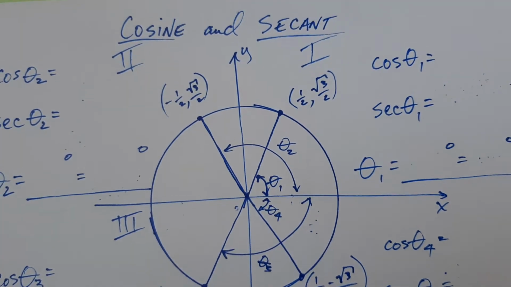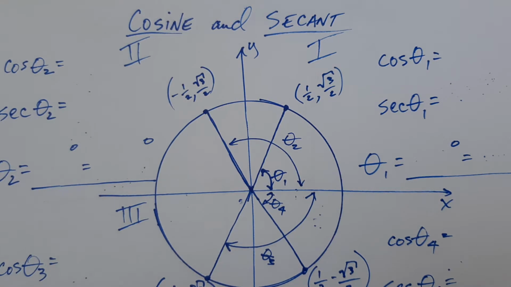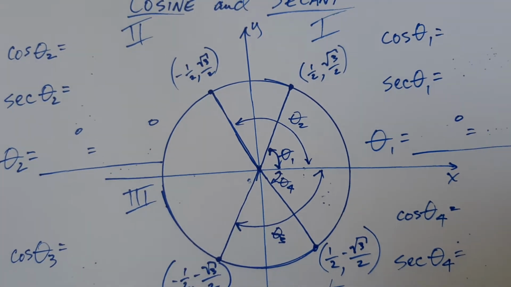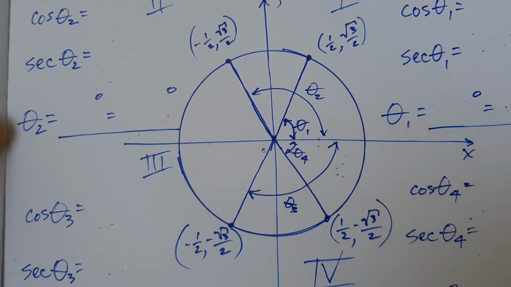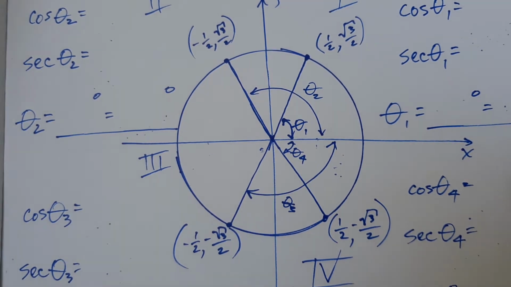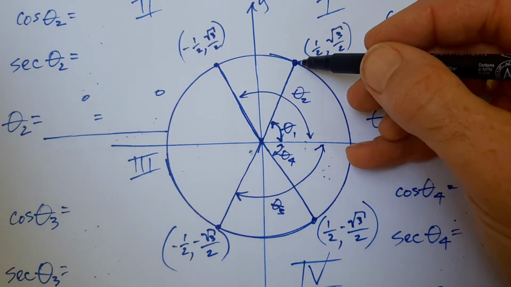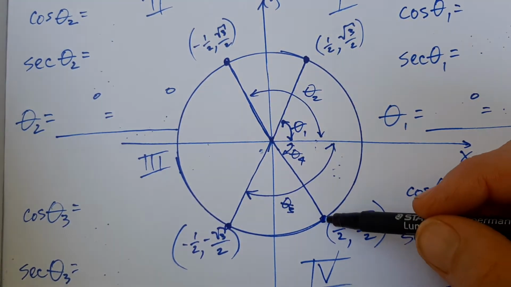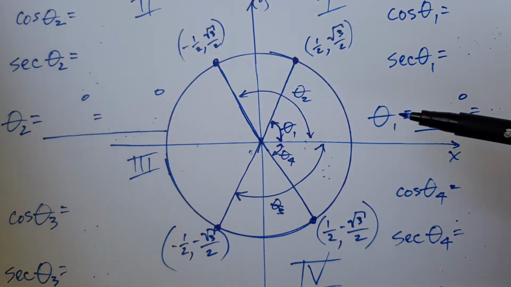Okay, cosine and secant. So I would like for you to pause this video again, and I've written out the coordinates here. So we're working on cosine and secant in all 4 quadrants. And here are the coordinates of each point. This is a point in quadrant 1, quadrant 2, quadrant 3, quadrant 4, and I've just reflected. Remember reflection? So this is all geometry, right?